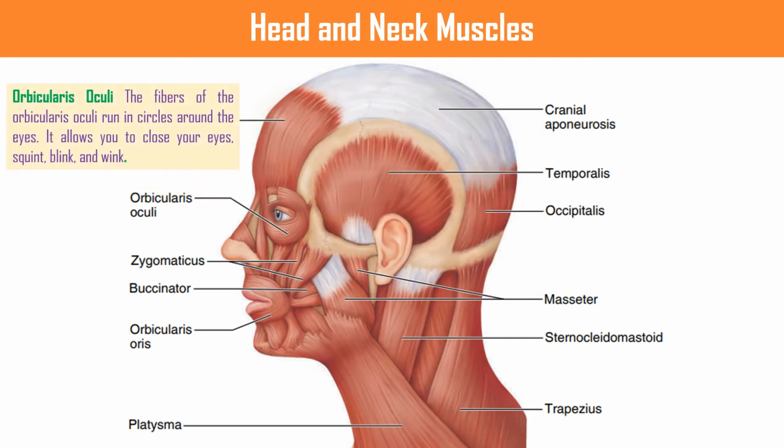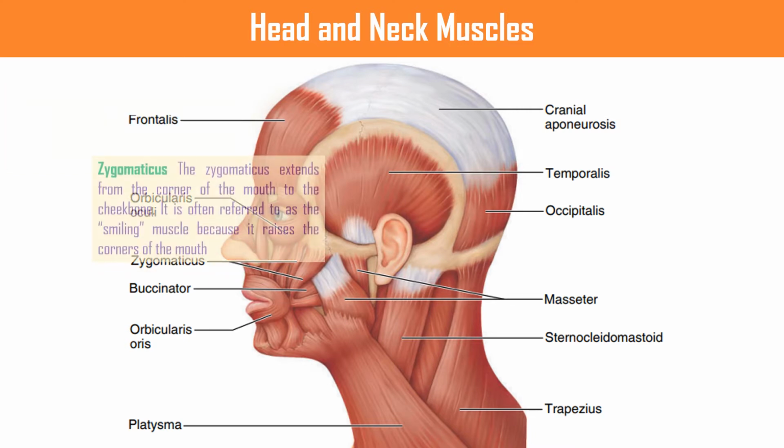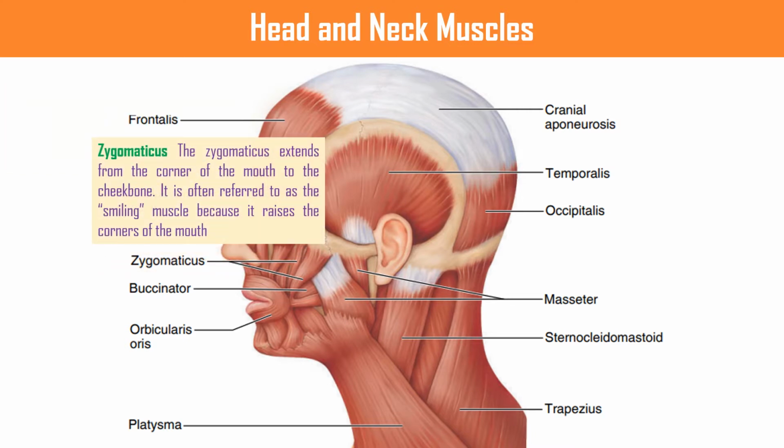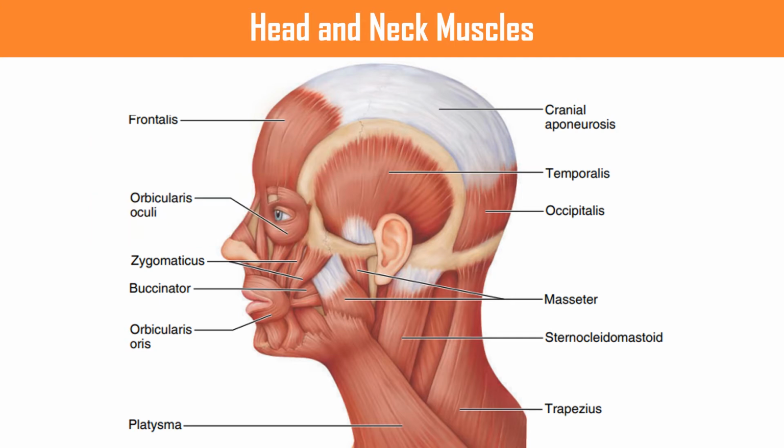The second one is orbicularis oculi. The fibers of the orbicularis oculi run in circles around the eye. It allows you to close your eyes, squint, blink, and wink. Next one is zygomaticus. Zygomaticus extends from the corner of the mouth to the cheekbone. It is often referred to as the smiling muscle because it raises the corner of the mouth.